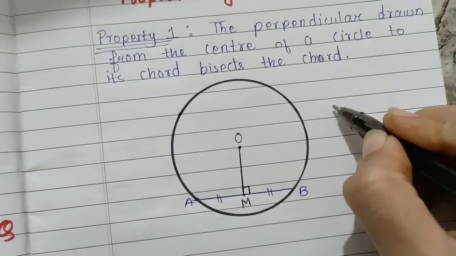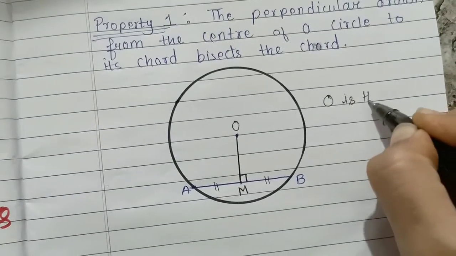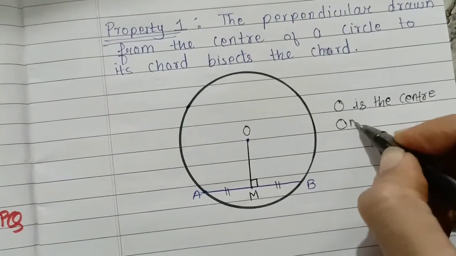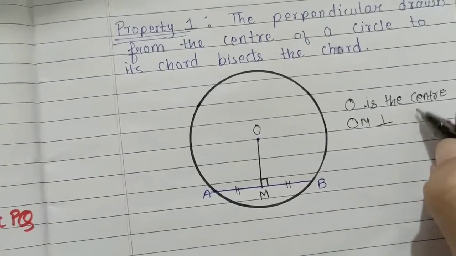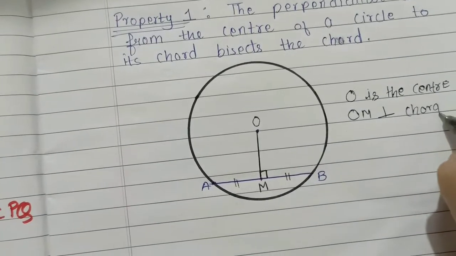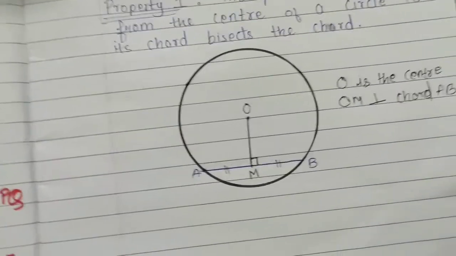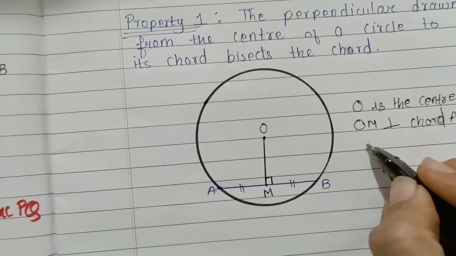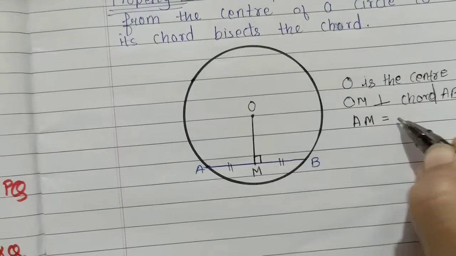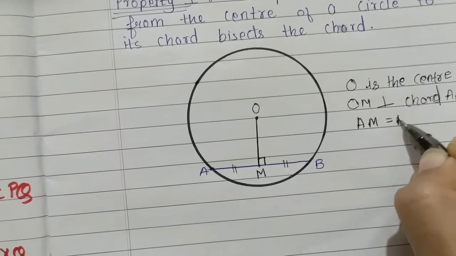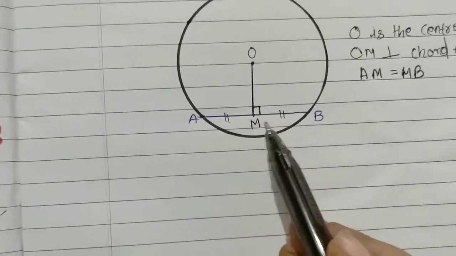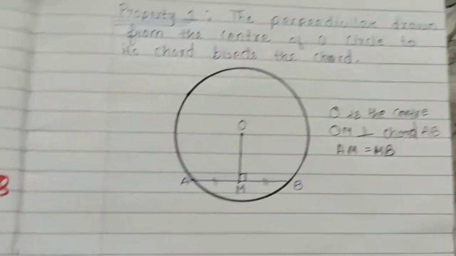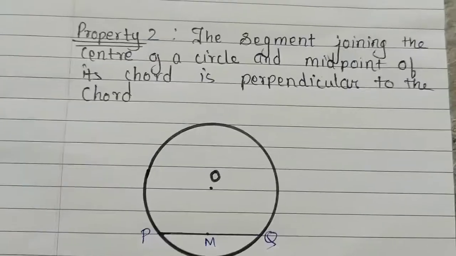So here O is the center. Then according to this property, OM is perpendicular to chord AB. If it is perpendicular, that means it bisects the chord. That means AM is equal to MB. So it divides the chord into two equal parts. That means M is the midpoint of the chord AB. So this is the first property.